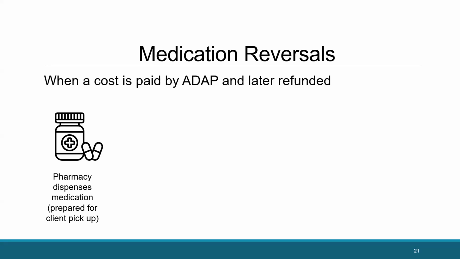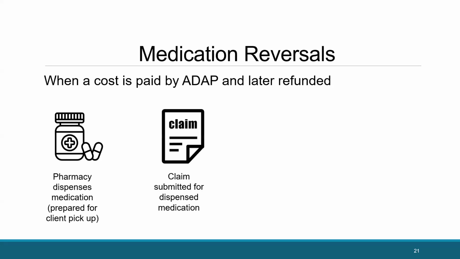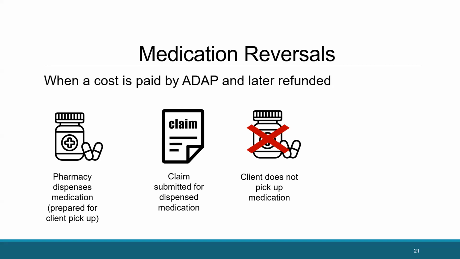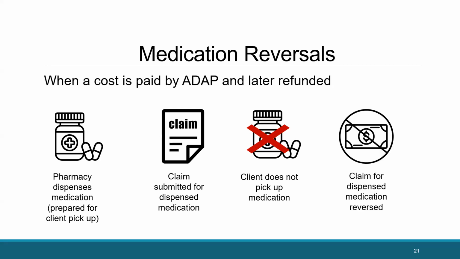A client is enrolled in the ADAP's full pay medication program. The pharmacy prepares a client's medication for pickup. And then the pharmacy submits a claim for the dispensed medication, assuming that it will get picked up. However, after a week, the client actually doesn't pick up the medication. Since the client never received the medication, the ADAP doesn't have to pay for the medication, and so the claim is reversed.